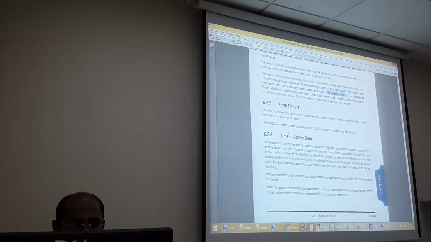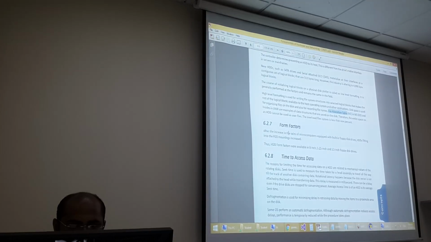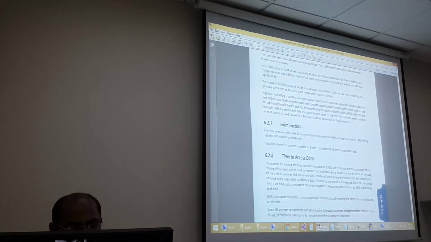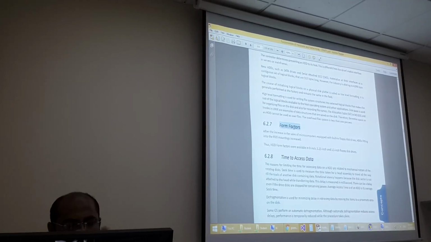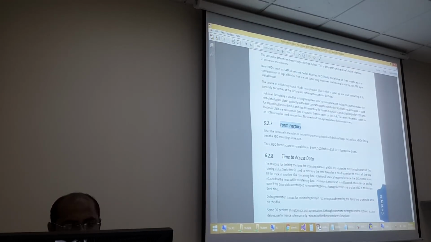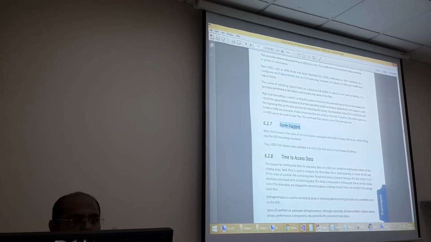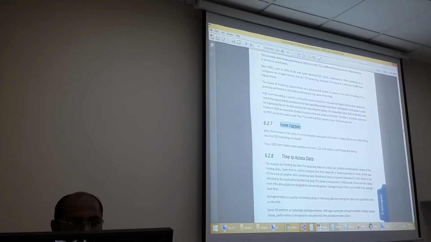Form factor. Now this is not only for hard disk. I think we saw form factors for motherboard also, right? We saw those. You have form factors for every hardware equipment. Basically, it's about the quality of the hardware, the quality of the chips, or things like that.